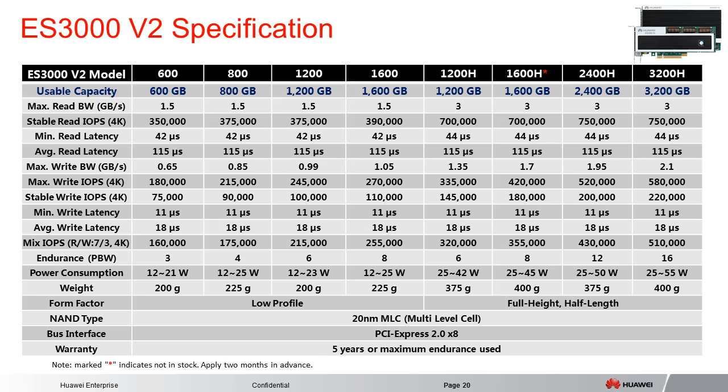This is some specification of V2. I know it's an eye-opener, and probably after the pizza you might want to really dig into it. But just for your reference, it provides capacity all the way from 600 gig to 3.2 terabyte. The V2 was only up to 2.4. But if you look at it, the performance hasn't degraded.